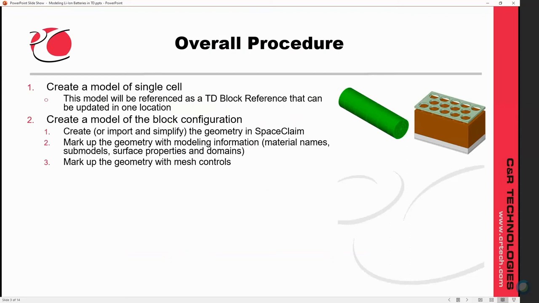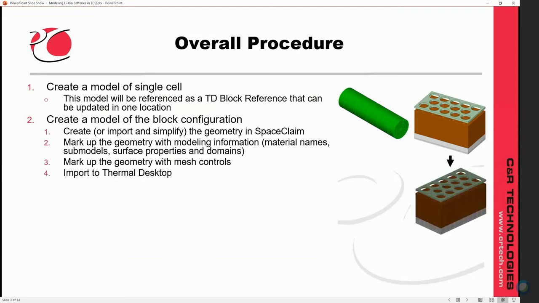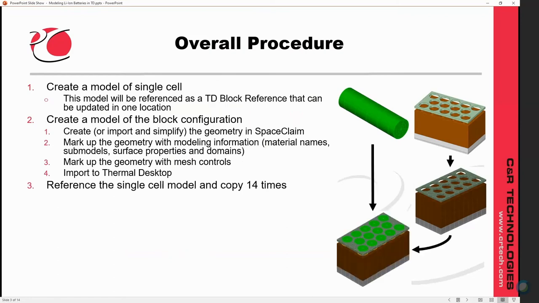Mark up the geometry with mesh controls. This could be looking at mesh size and density, maybe sweeping the mesh so it's less resolved, easier and faster to solve, and also looking at possibly curved elements so that you can have a coarser mesh but still capture the shape of the geometry. And then import that mesh into Thermal Desktop.